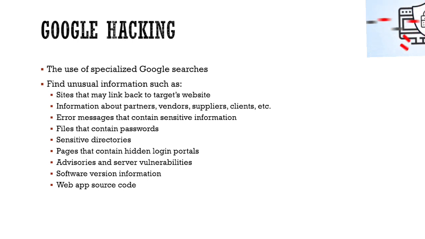We're going to look for unusual information, sites that could link back to a target, or information about their partners or suppliers or vendors, or error messages that might give us a clue on how to hack, or files that might contain passwords, sensitive directories, login portals, or vulnerabilities, software version information, web app source code. All of this could give us a way in.